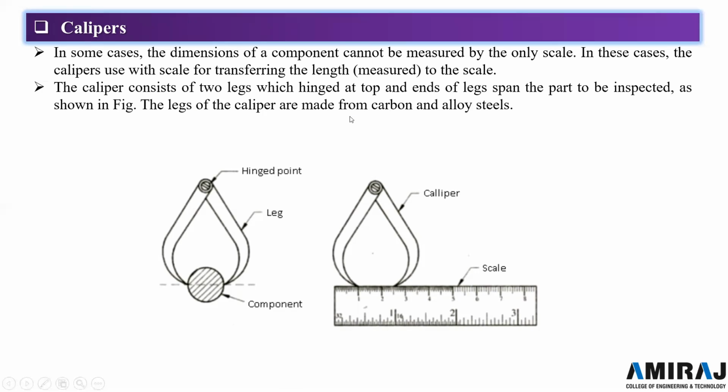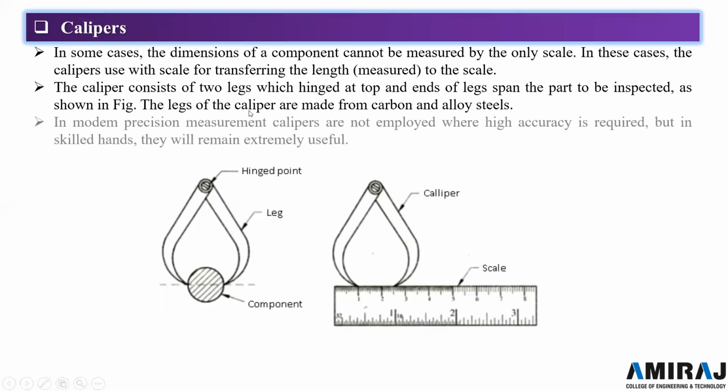The legs of the caliper are made from carbon and alloy steel. Modern precision measuring instruments have replaced calipers where high accuracy is required, but in skilled hands they will remain extremely useful.